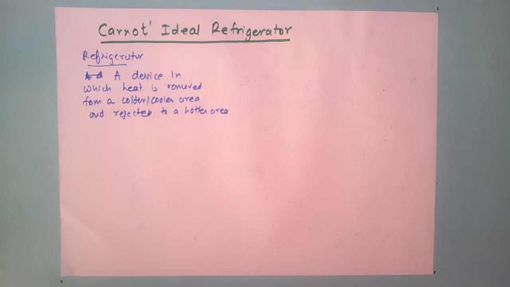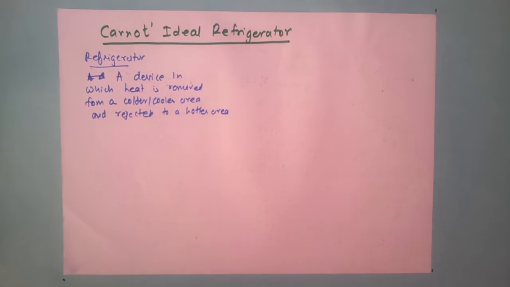Let us take the example of the refrigerator that we have in our household. The food stuff that we keep in the refrigerator is at a lower temperature. So heat is removed from a colder area, and then that heat is thrown to the atmosphere, which is at a higher temperature as compared to the food stuff. So it does something which is against the law of nature. Naturally, or spontaneously, heat flows from a hotter area to a colder area. But in a refrigerator, heat is thrown from a colder area to a hotter area.